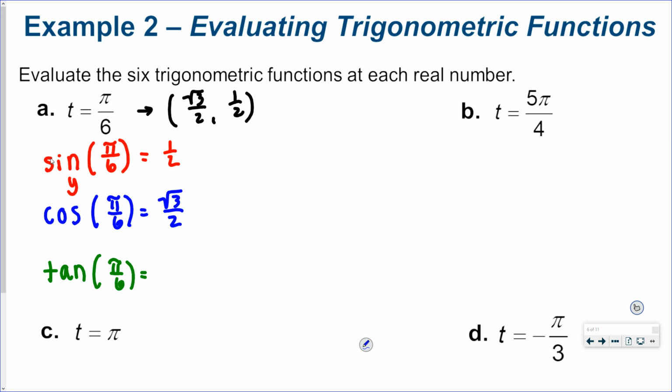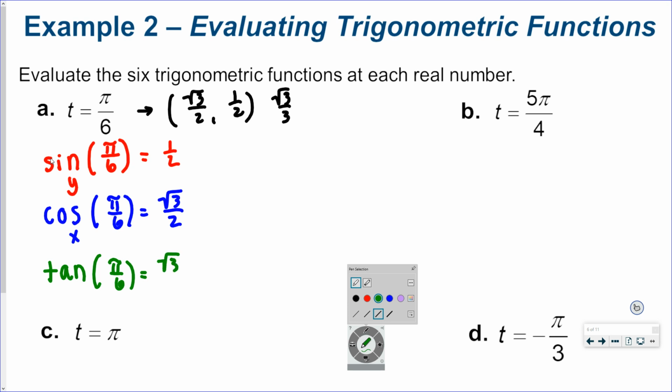Cosine is just the x coordinate. Tangent is y over x. We already did that math. We got square root of 3 over 3 for that one. And this is in quadrant 1, so everything's positive, square root of 3 over 3.